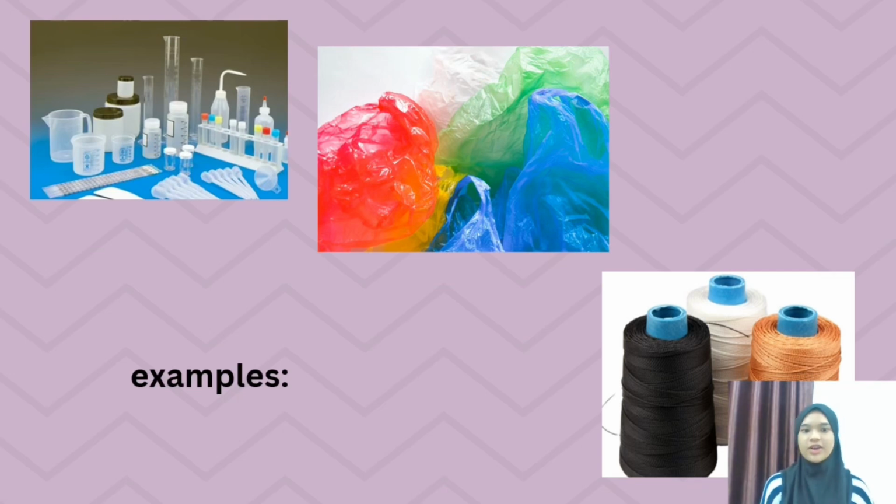To summarize, polymers are long-chain molecules formed from monomers. They are classified into two types, which is natural and synthetic types, and can further be divided into thermoplastic, thermosetting, and elastomeric polymers.